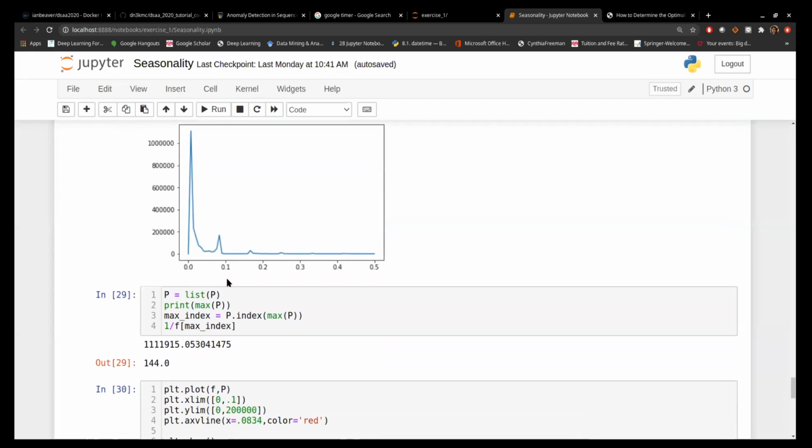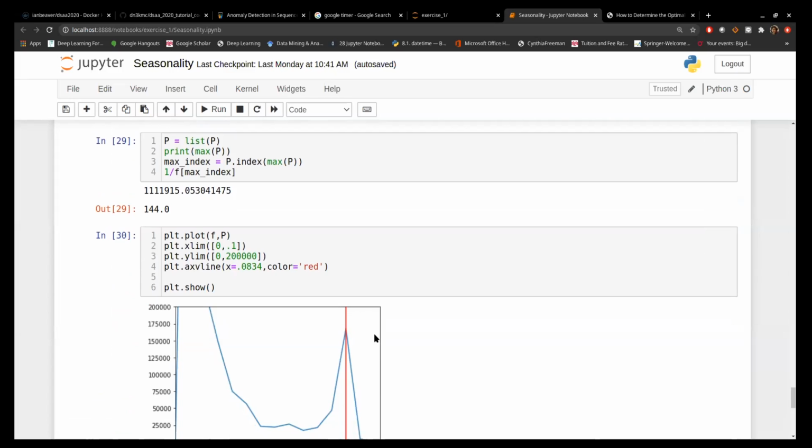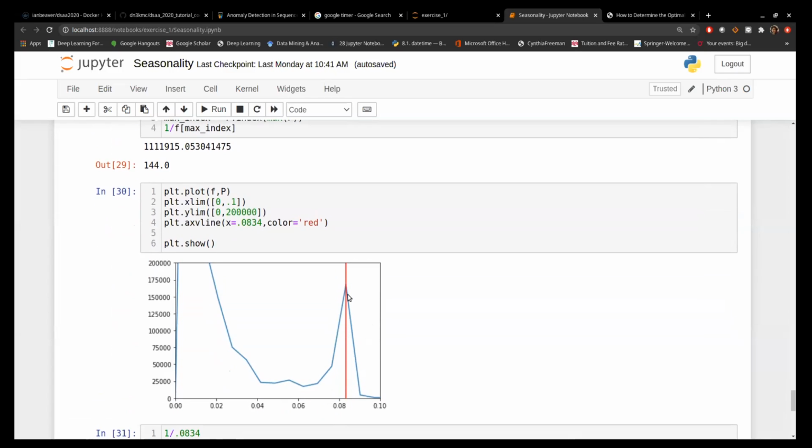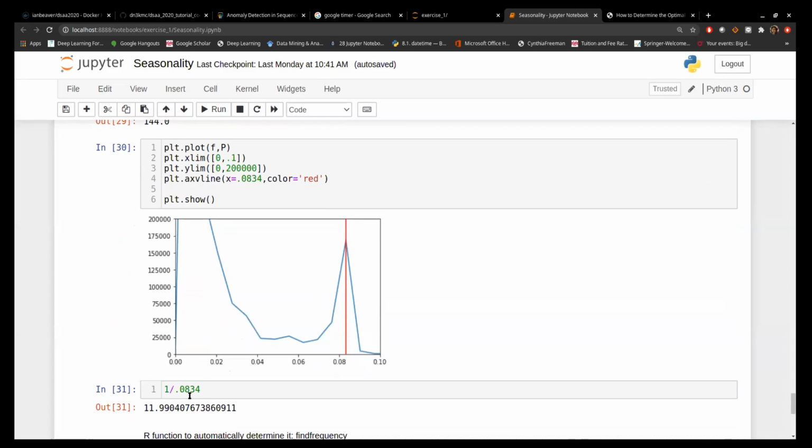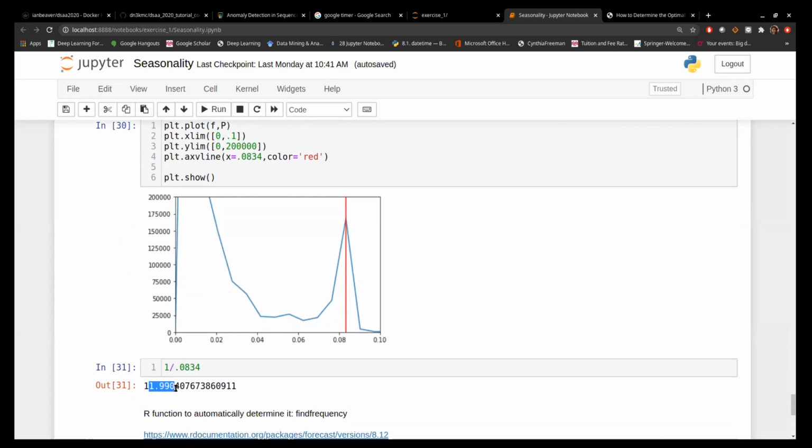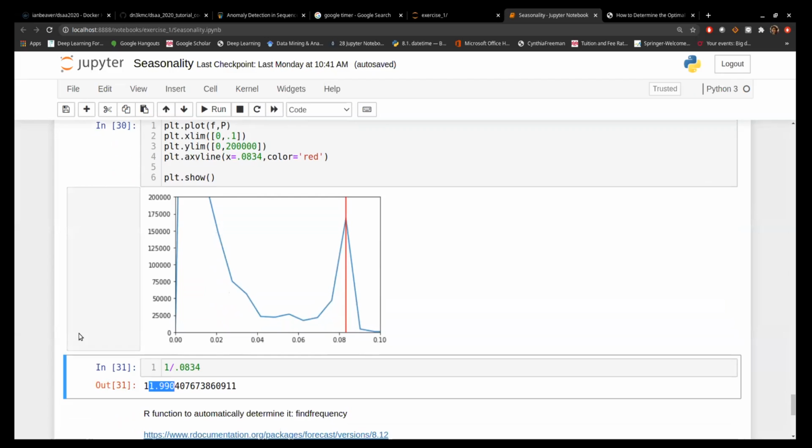Let's go ahead and take a look at that second spike. Here, I'm just zooming in on that second spike, and I have this red vertical line that I drew, which crosses the point of that second spike. This corresponds to a frequency of 0.0834, which gives us a periodicity of 12.